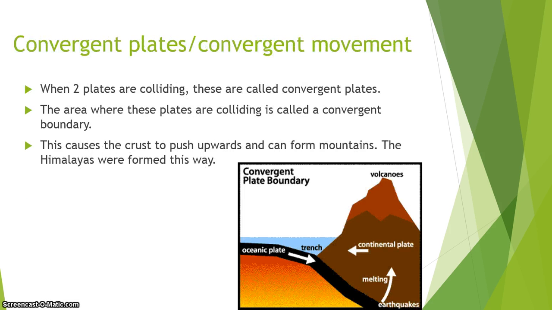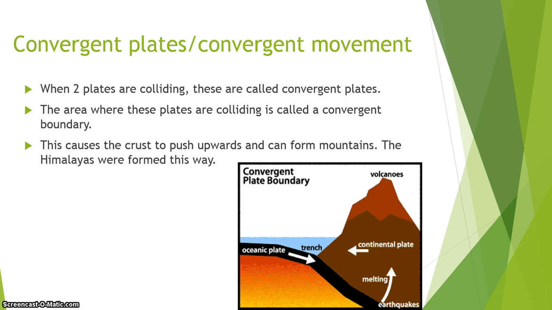All right, convergent plates or convergent movement. When 2 plates are colliding, these are called convergent plates. Okay, so think about 2 plates colliding. One of them has to be pushed up and one has to be pushed down. The area where these plates are colliding is called a convergent boundary. So just like the boundary on your football ground or your netball court, it's 2 different sides to a boundary. When these plates collide, it causes the crust to push upwards and can form mountains. Okay, so the Himalayas were formed this way.